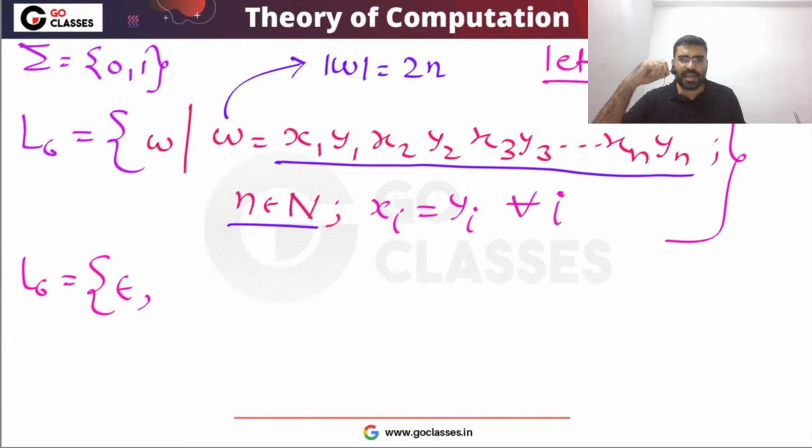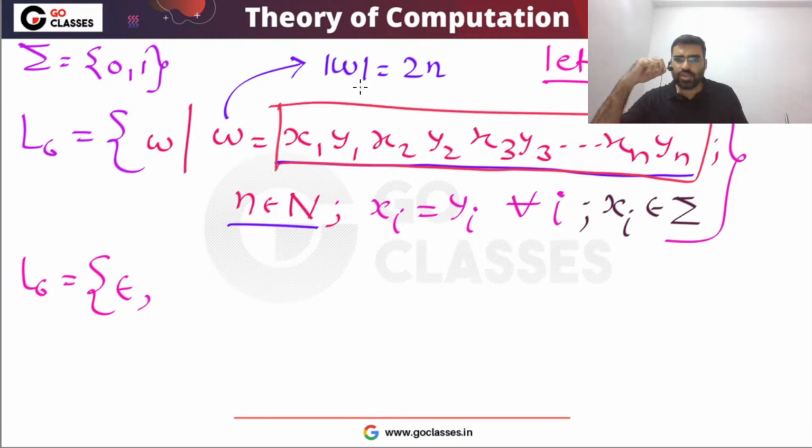Very simple point: the length of w is 2n. If you notice, w is x1, y1, x2, y2, x3, y3, and here every xi is a symbol from sigma. Now if I put n equal to 0, then the length of w will be 0. Agree or not? And the empty string has length 0, so the empty string is in the language.